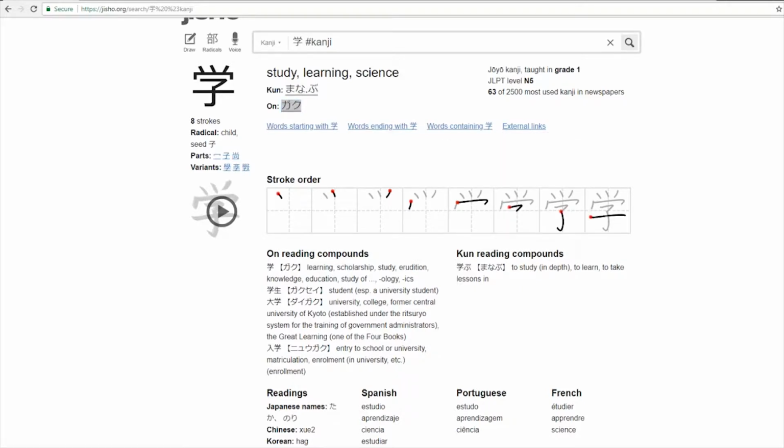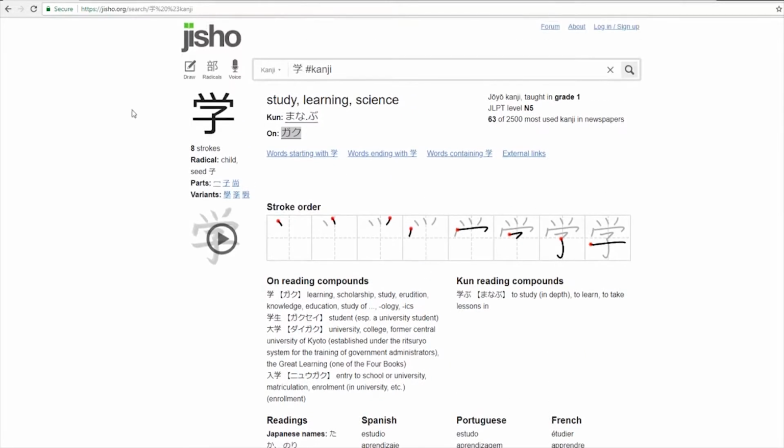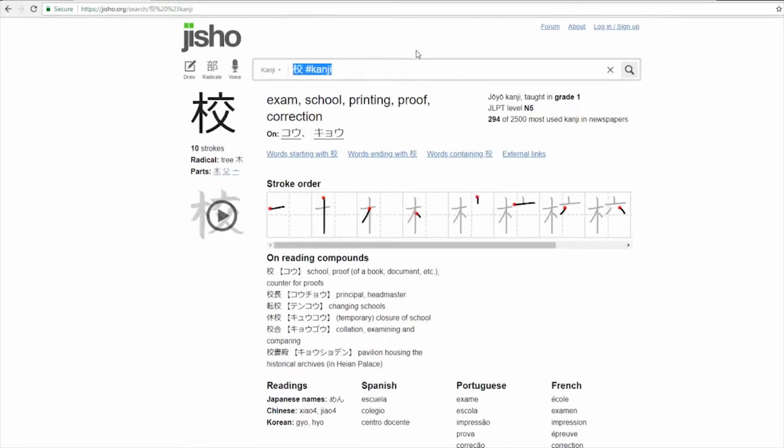Its kunyomi is going to be manabu, and its onyomi, I believe, is gaku. It is. Some words would be like gakusei, which is student, if you've ever heard of that. And that's that one. The next one we're going to look at is exam or school.